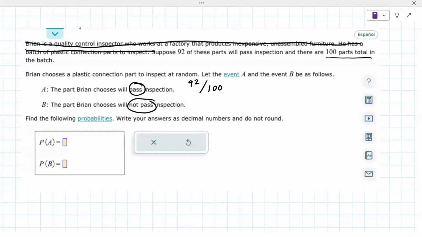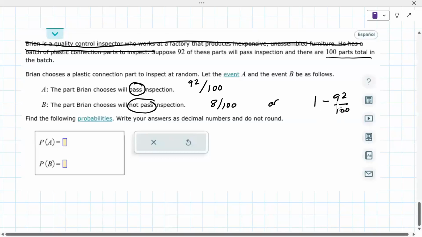Not passing is the other ones. So there's 2 ways to do it. You can either say, well, how many didn't pass, which is 8 out of 100, or you can do 1 minus 92 out of 100. The better way to do it is on the right, even though you may not like it. It gives the same result. So the probability of passing and not passing, or sunny and not sunny, or tired and not tired, they always add up to one. Okay. So these are our two answers here, but we need to reduce.